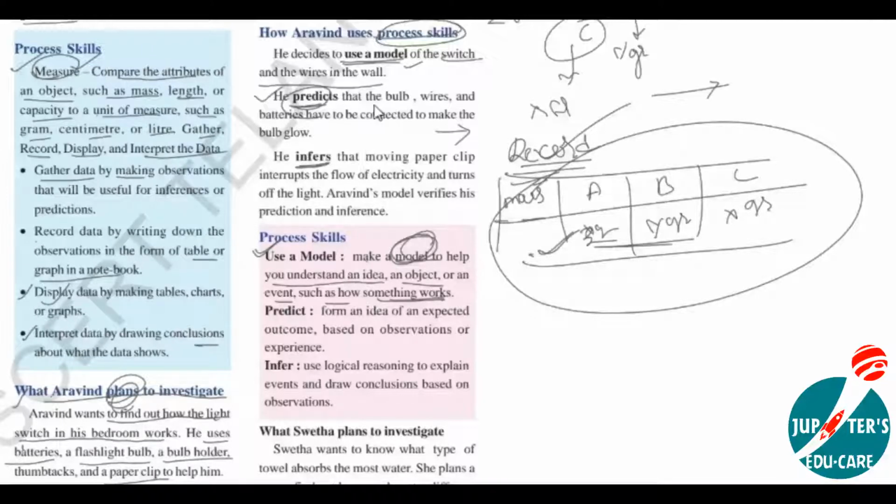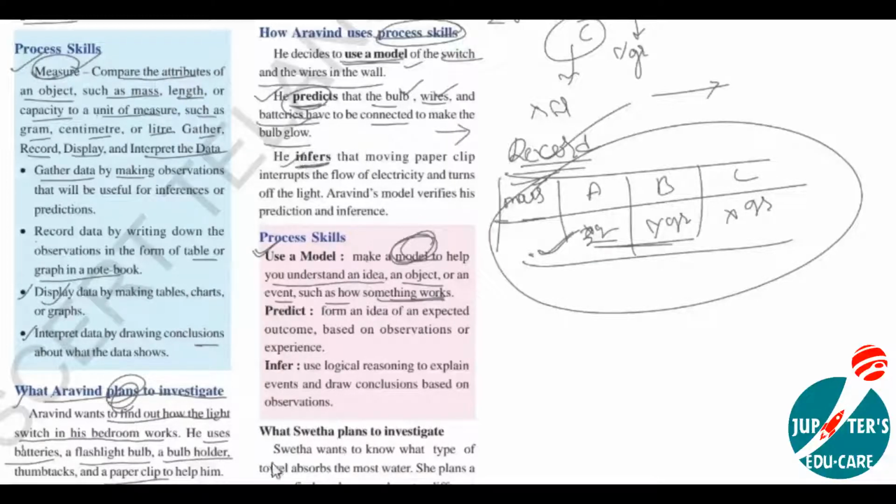What is he guessing? He predicts that the bulb, wire and batteries have to be connected to make the bulb glow. This is his prediction. When he connects the bulb, wire, and batteries, then it may glow. That is his prediction, right? After completing his experiment, we can understand whether his prediction is right or wrong.